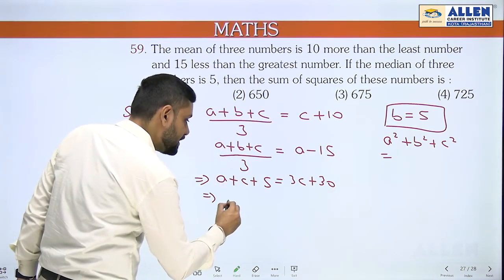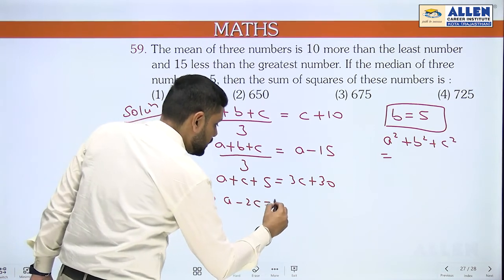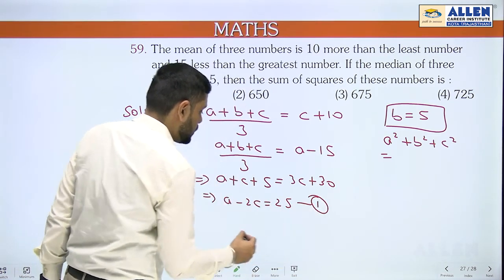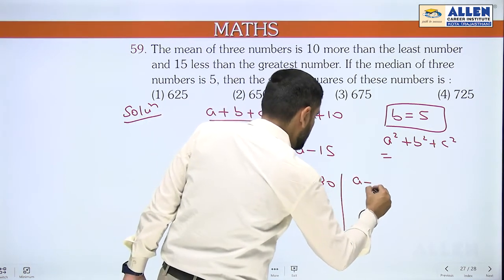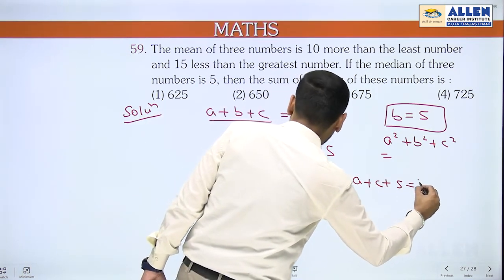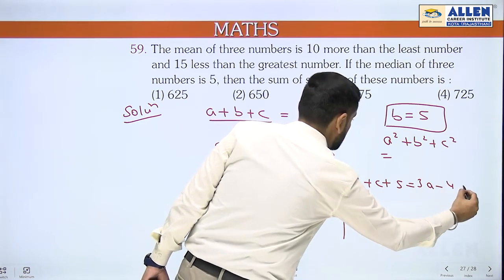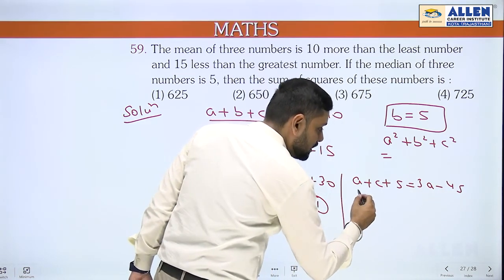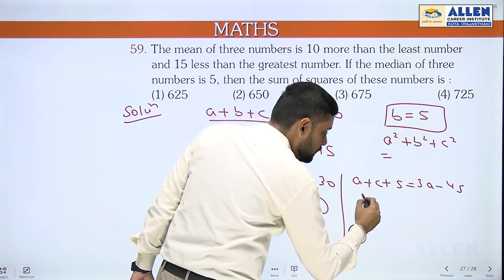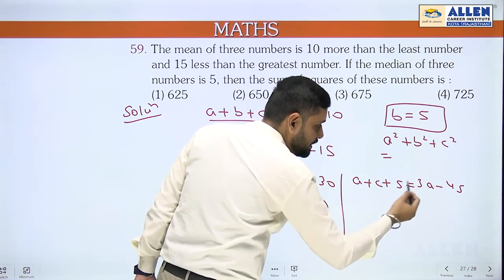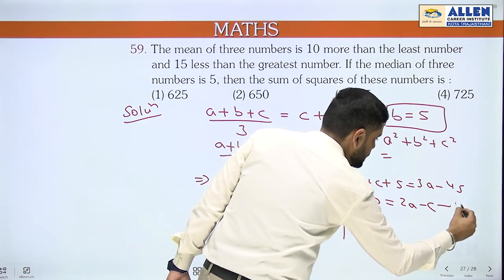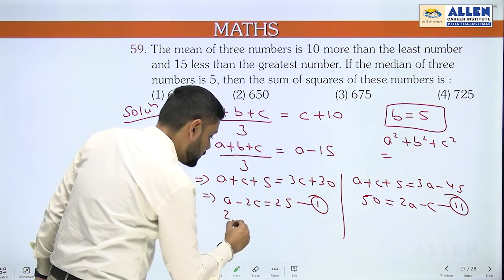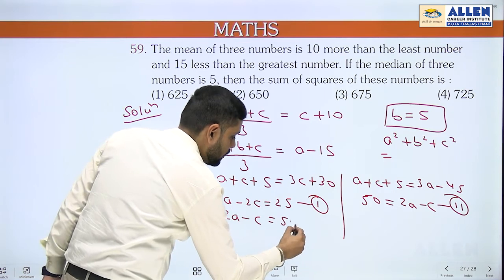So here we will get A minus 2C equal to 25, first equation. In the same way, we will keep the value of B here. So what we will get? A plus C plus 5 equal to 3A minus 45. If we take A there and C there, we will get 50 equal to 2A minus C, second equation. So the second equation will be 2A minus C equal to 50.